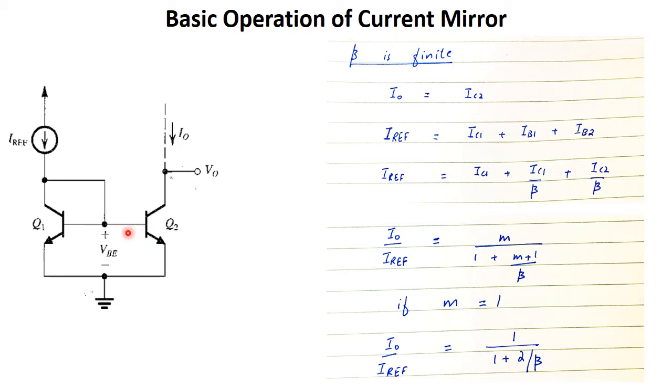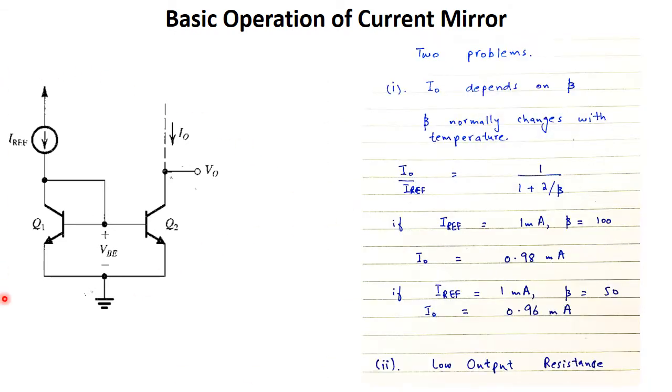So the ratio of output current to reference current in this case, as we already derived in class, is M divided by 1 plus M plus 1 over beta, where M is the constant that depends upon the dimensions of both transistors. If M is 1, which means both transistors are of the same dimension, then this ratio is given by 1 over 1 plus 2 by beta.